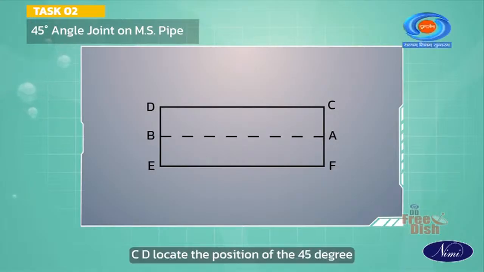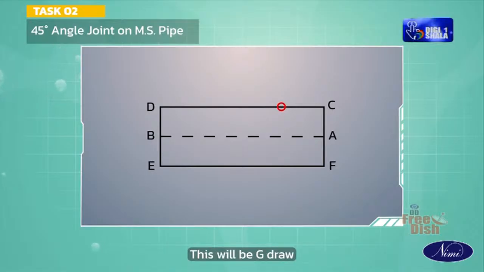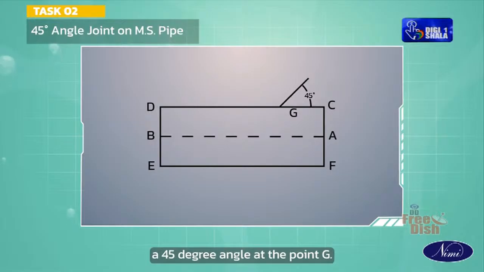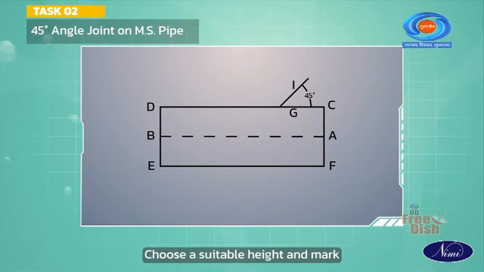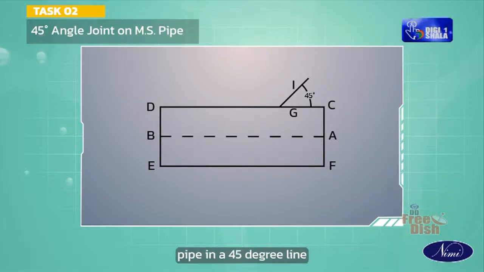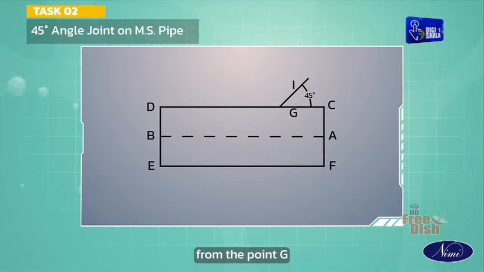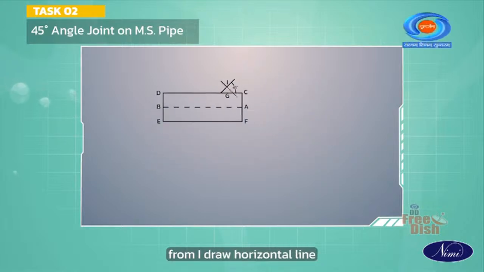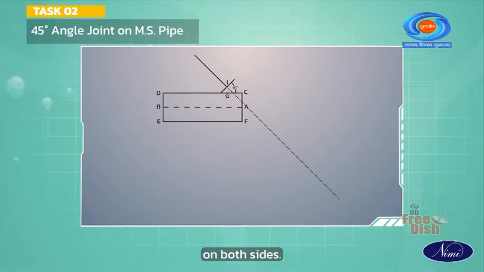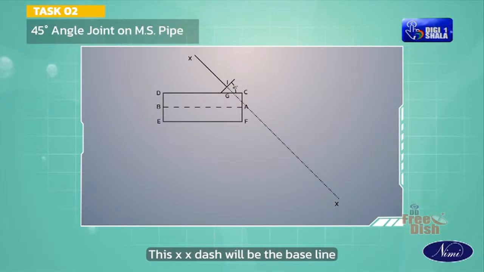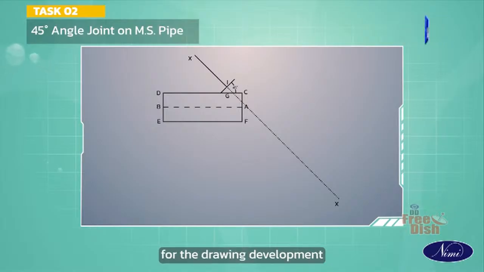On the line CD, locate the position of the 45-degree branch pipe. This will be G. Draw a 45-degree angle at the point G. Choose a suitable height and mark the height of the branch pipe in a 45-degree line from the point G. From I, draw a horizontal line on both sides, x dash. This x dash will be the baseline for the drawing development.